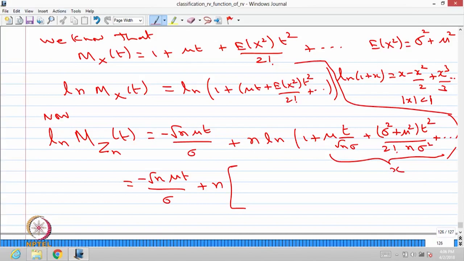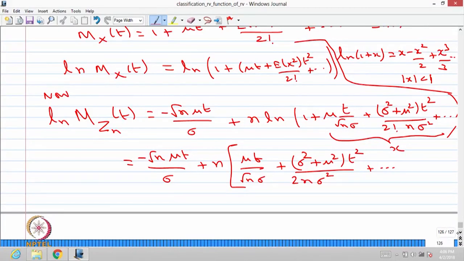So, the first term in the x, that is mu t divided by square root of n sigma, plus sigma square plus mu square t square divided by n sigma square into 2 factorial, which is 2. I am not going to write other terms of x, I leave it as it is.